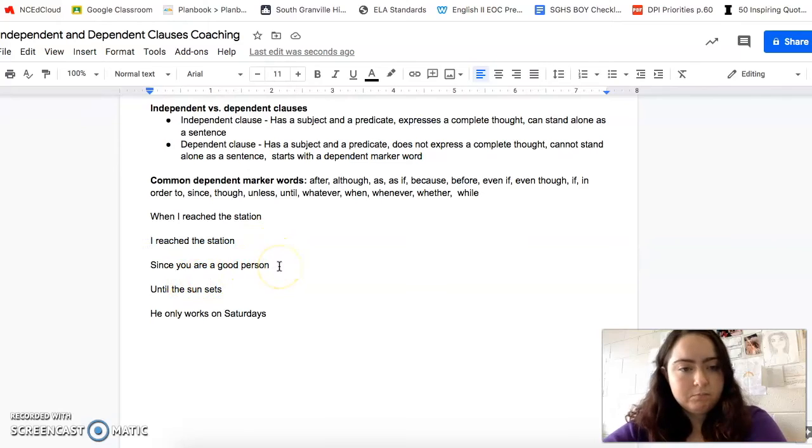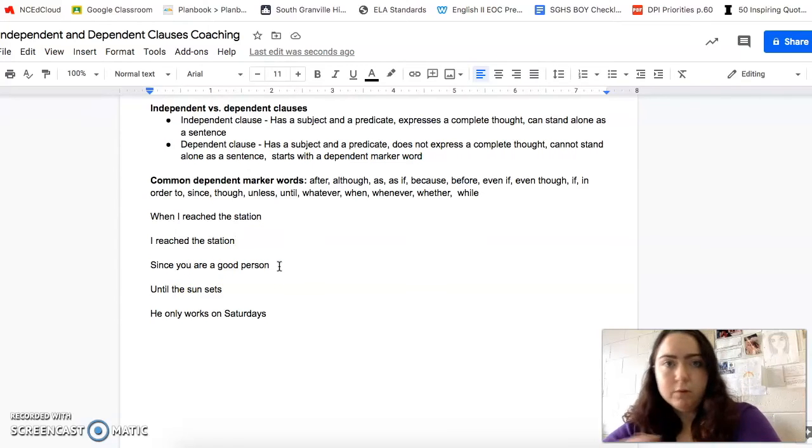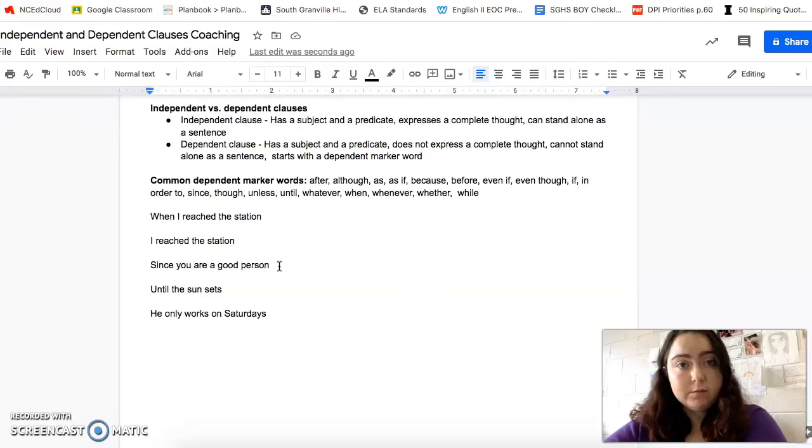"Since you are a good person." Okay, since I'm a good person, what's going to happen? I don't know. It's not a complete thought, and our dependent marker word here is "since." If we got rid of "since," then we're just saying "you're a good person." Thank you. But yeah, that would be a complete sentence. "Until the sun sets." Okay, what's happening until the sun sets? I don't know. It starts with the dependent marker word "until," so this is a dependent clause. All right, "he only works on Saturdays." We don't have anything in front of the subject "he" here. So since there is no dependent marker word, this is an independent clause.